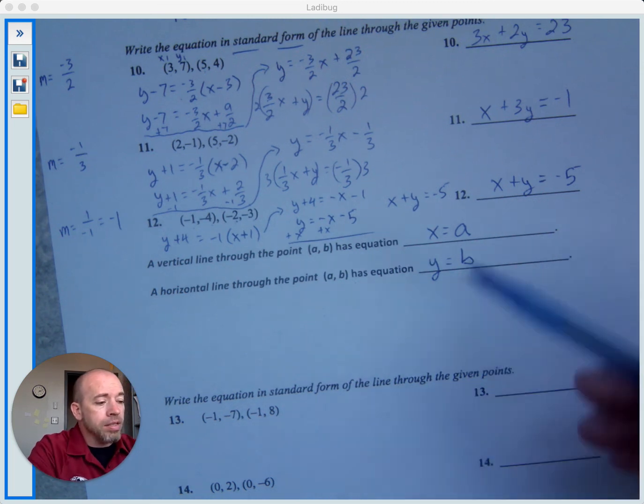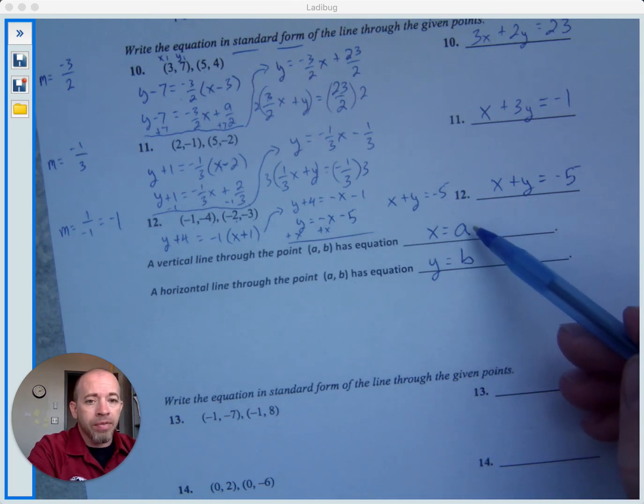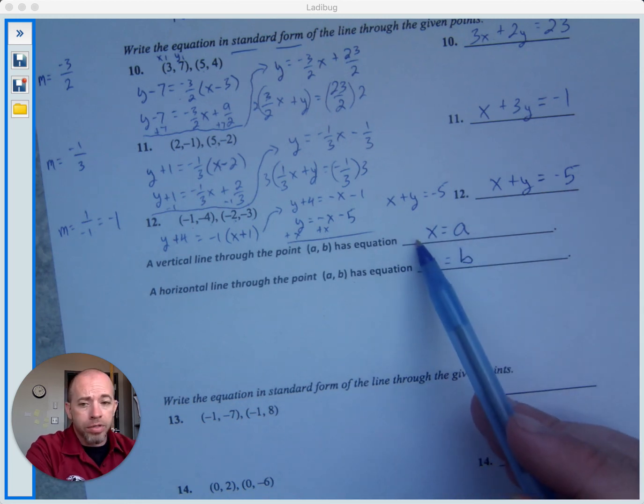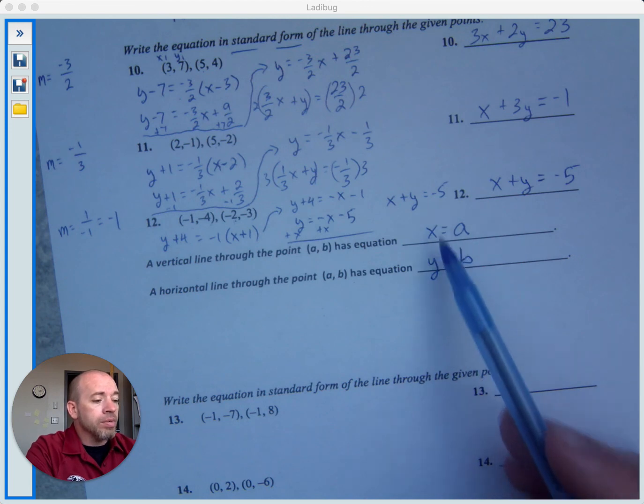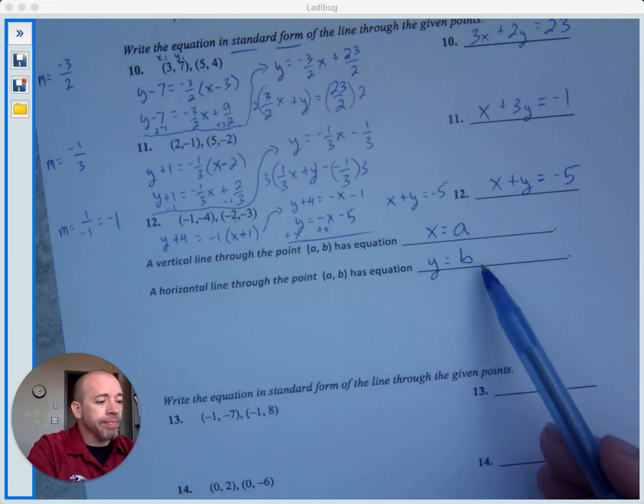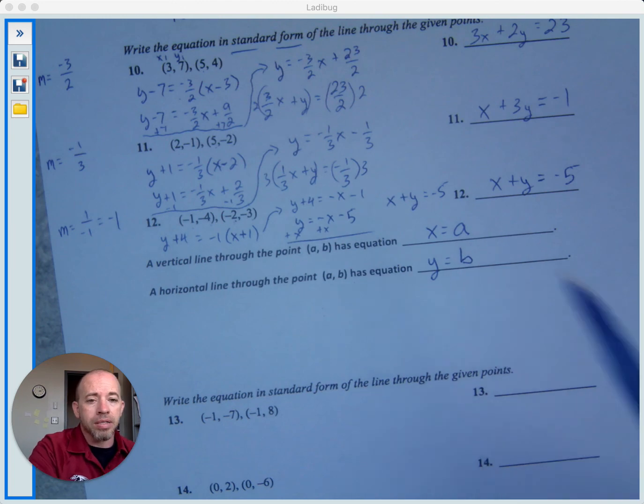In fact, these equations are in standard form. We have all our x's and y's on one side. Of course, there's not a y with this one. There's not an x with this one. But all the x's and y's are on one side and the numbers on the other side. As long as the coefficient of x and y is positive, we're good.